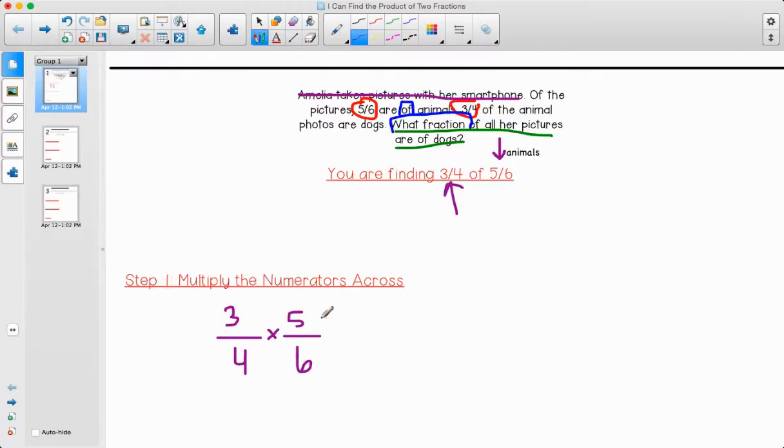So I multiply the numerators across when I'm multiplying fractions. Okay, remember the numerator is my top number. My top number also represents the part of my fraction. Okay, P-A-R-T. Sorry for my bad handwriting. My numerator represents the part of my fraction. So I multiply those numbers across, and I see that 3 times 5 gives me 15.